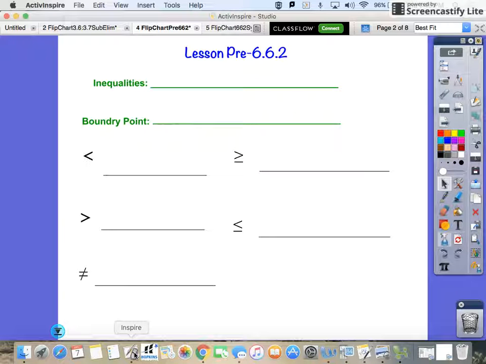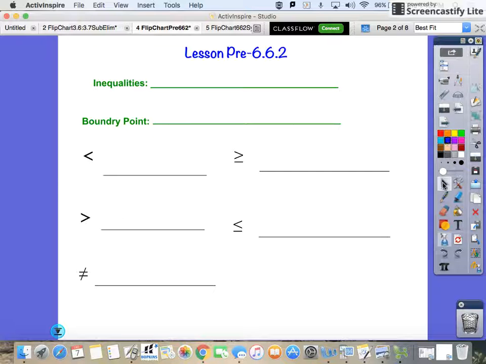Okay, this is the pre-662 lesson for Algebra 2. We're going to talk about inequalities, just like basic inequalities, before we get to some more intense versions where there's like two equations and we need to find the shaded region or the double shaded region. So before we do that, let's just remind ourselves what inequalities are.